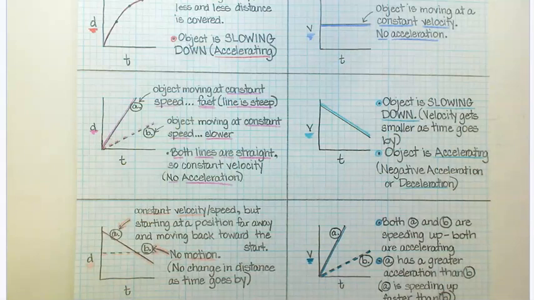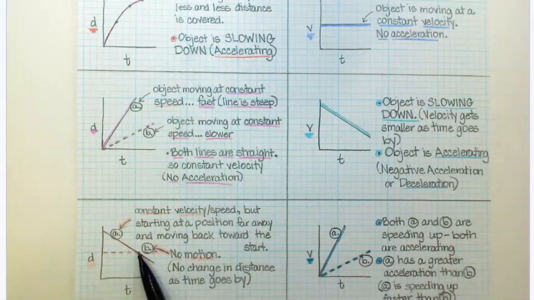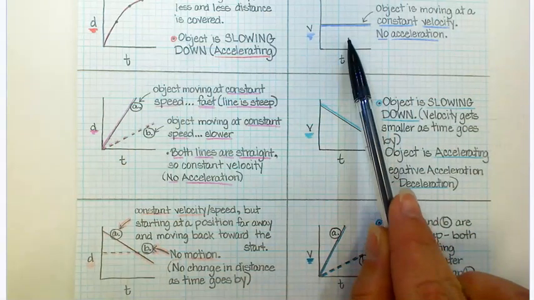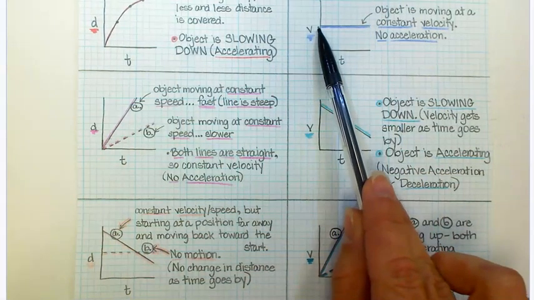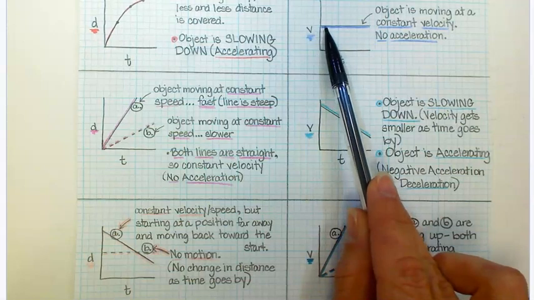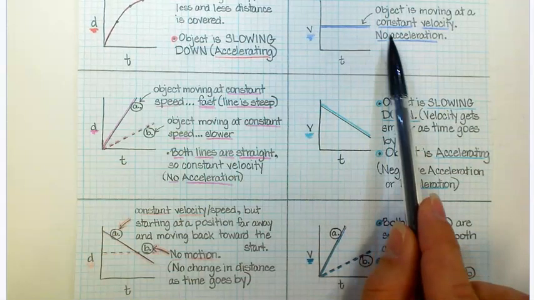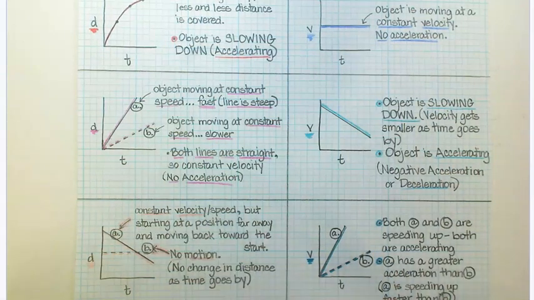Now, one more thing I'm going to point out before we move on from the graphs. Remember that a horizontal line means something different on a distance versus time graph. On a distance versus time graph, that means that the distance value isn't changing, so this object isn't moving. But on a velocity versus time graph, a horizontal line just means that the velocity value is not changing, which means they're moving at a constant velocity, meaning no acceleration. So please, please, please go back over your graphs one more time.